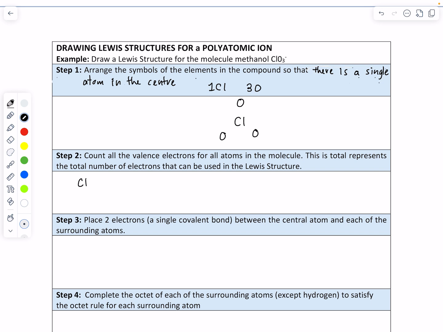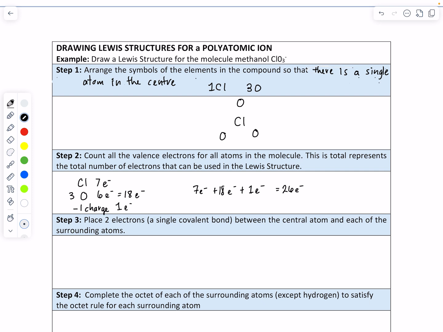Chlorine has 7 valence electrons. There are 3 oxygen, each with 6 valence electrons. That's 18 electrons. Plus we have a -1 charge. So that's 1 electron. If we add those together, 7 electrons plus 18 electrons, plus 1 electron, is 26 electrons available for this Lewis structure.